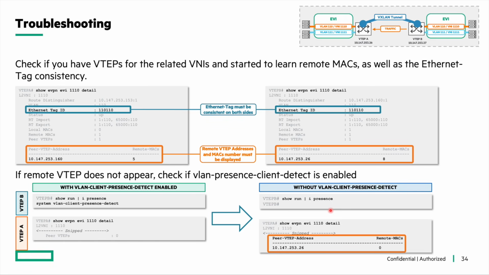Also, depending on the platform, you can check if the feature VLAN presence client detect is enabled on the remote VTAP. Keep in mind that this feature, which is enabled by default on some platforms, drops a layer 2 VNI if there is no port up for the matching VLAN.